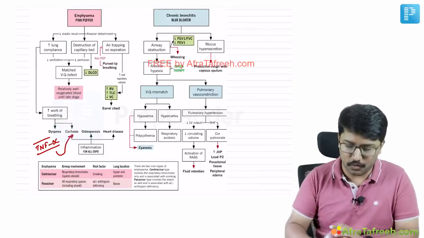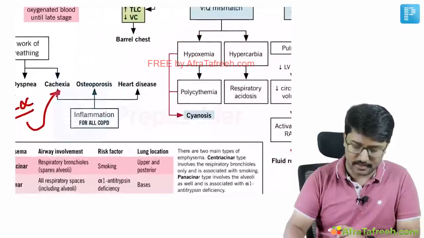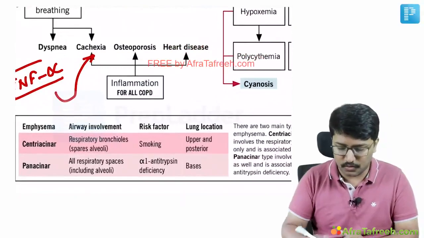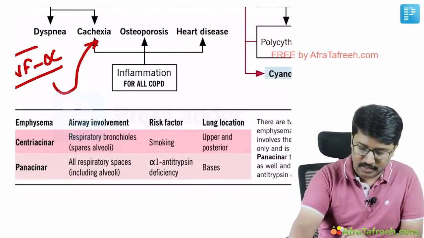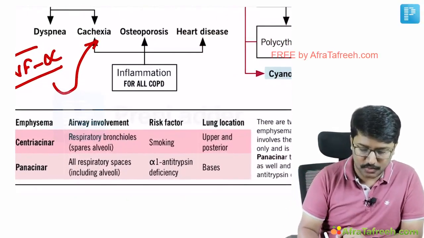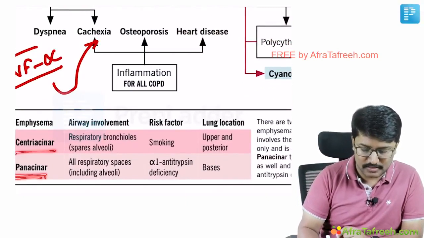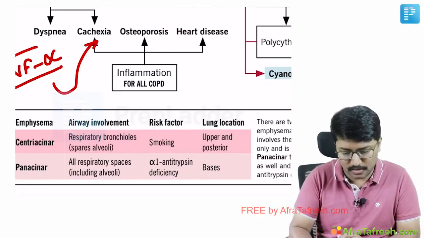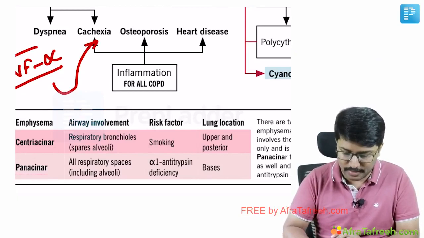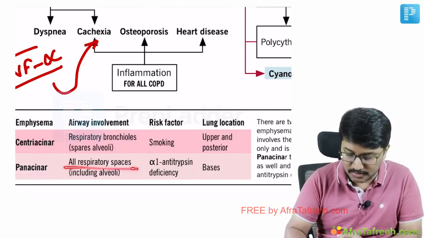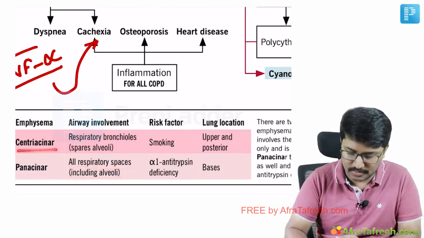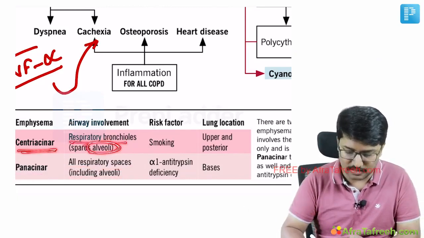Okay. Now before we move forward, just a quick look at emphysema. Now I have already told you about emphysema. Emphysema can be of two variants with respect to COPD. One is centri-acinar or centrilobular, the other is pan-acinar or pan-lobular. In case of pan-acinar, all the respiratory spaces including alveoli are affected. In case of centri-acinar, only the respiratory bronchioles are affected, sparing the alveoli.